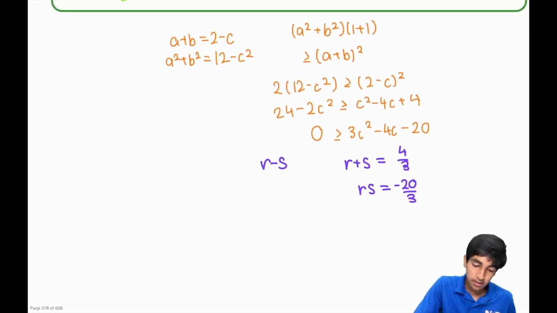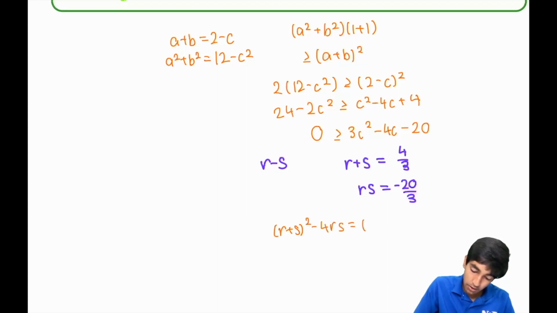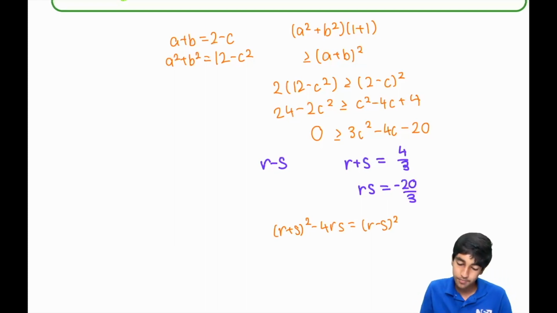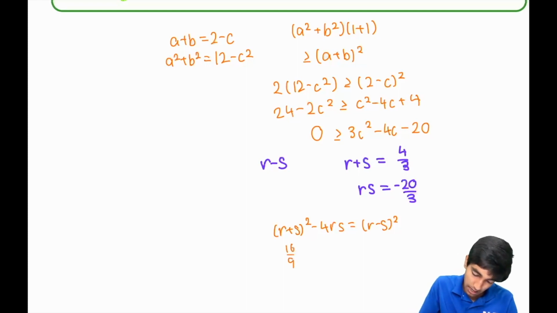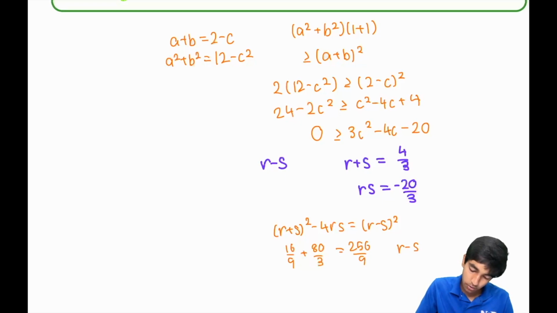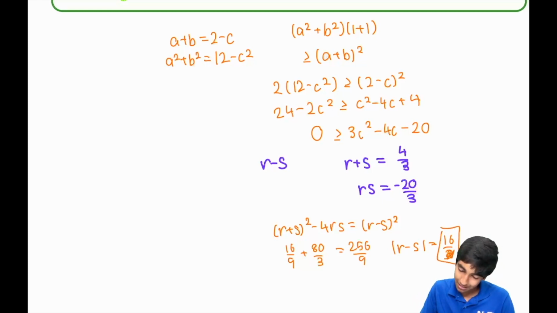So now what we do is, this is a standard Vieta trick. We do (r plus s) squared. We subtract 4rs, and then this would give us (r minus s) squared, right? Because r squared plus s squared plus 2rs, r squared plus s squared minus 2rs. And now we get 16 over 9 plus 80 thirds equals this, which is what, 256 over 9. So r minus s, for the absolute value of that, is 16 thirds. And that's the answer for this problem, 16 thirds.